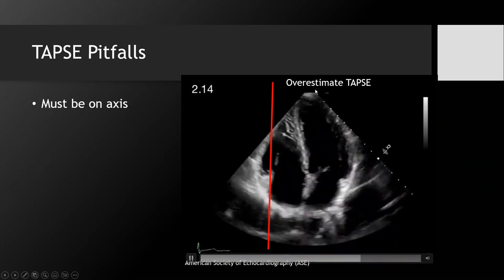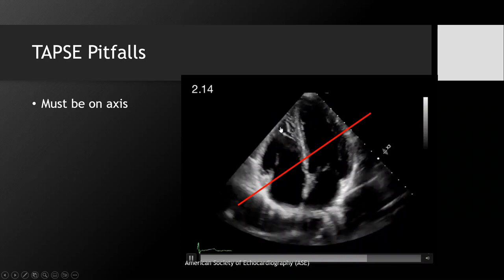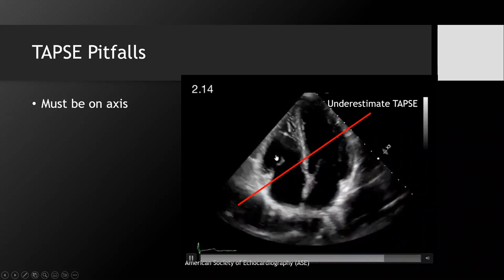People might be disagreeing with this, but what no one would disagree with is this, that if you're getting off axis and you're completely at this oblique angle, you're really losing a lot of that longitudinal vector. And so you're going to very much underestimate your TAPSE.